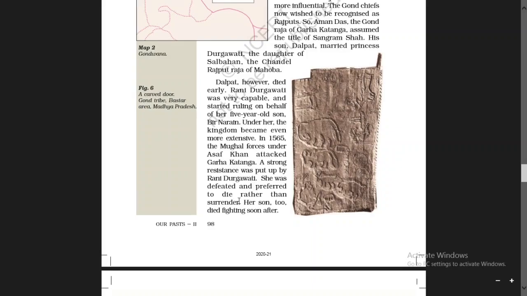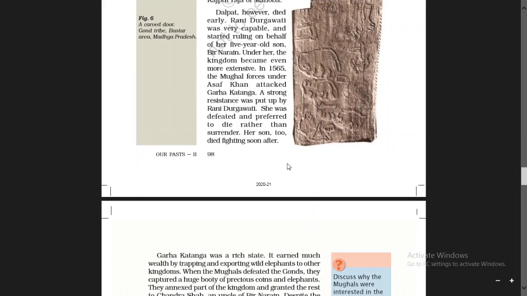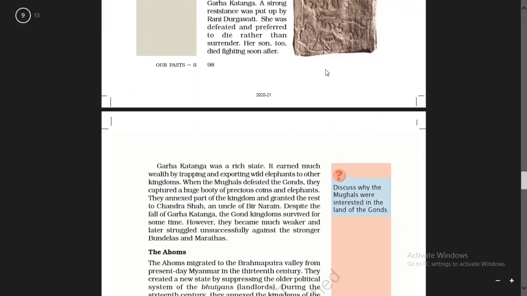So what happened? Rani Durgavati was defeated, beaten, and she preferred to die rather than surrender. Her son too died fighting soon after Durgavati.